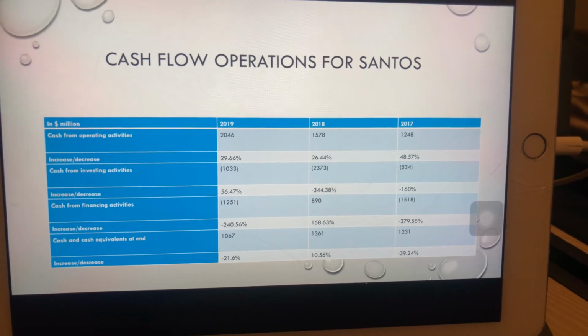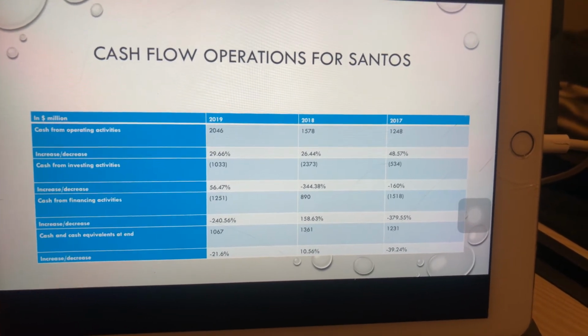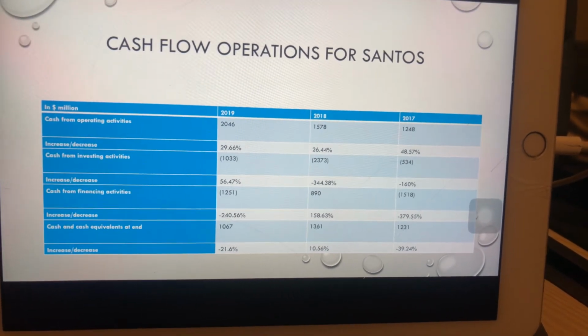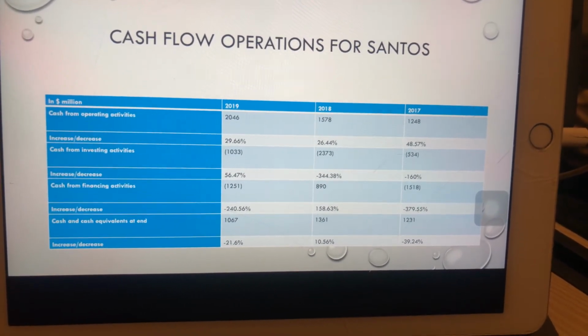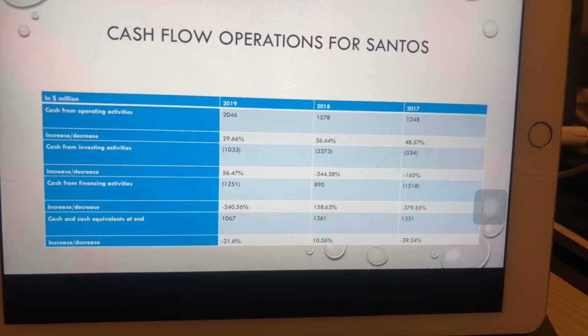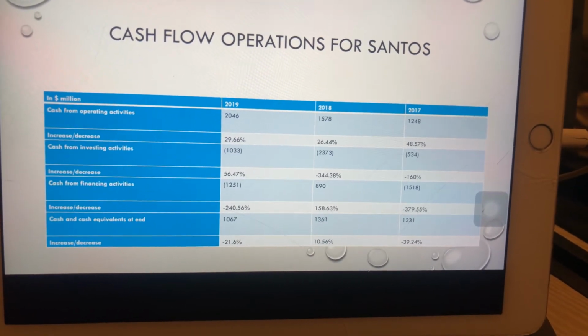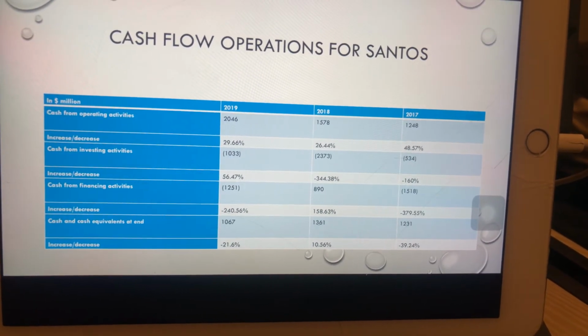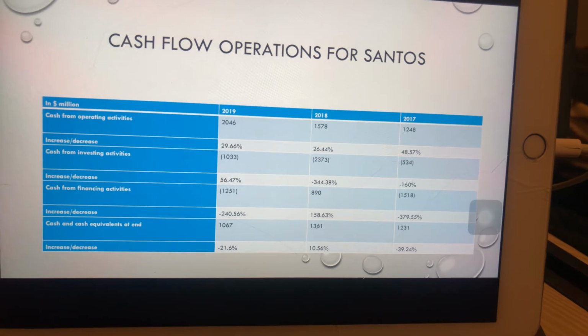The next is the data for Santos Limited. It shows the increasing trend in the cash inflows from operating activities, a mixed trend in investing activities, and also a mixed trend in the financing activities. Overall, the cash flow has decreased from year 2018.